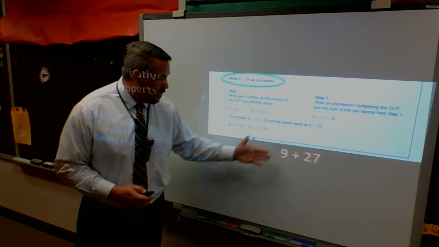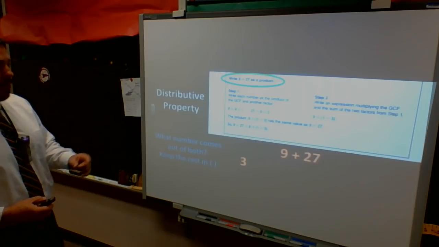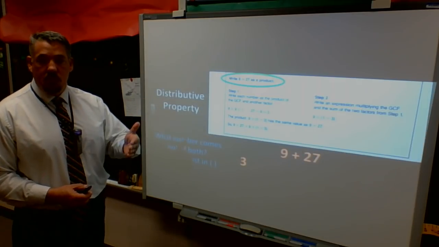So what is the factor that goes into 9 and 27? Well, there's 2 of them. I could say 3 goes into both of them, and that's a true statement.